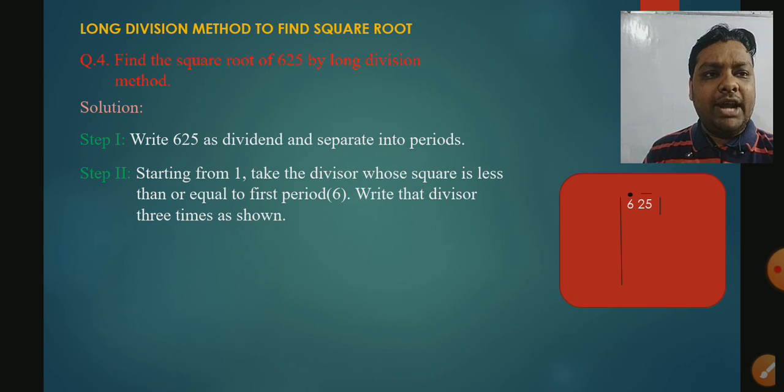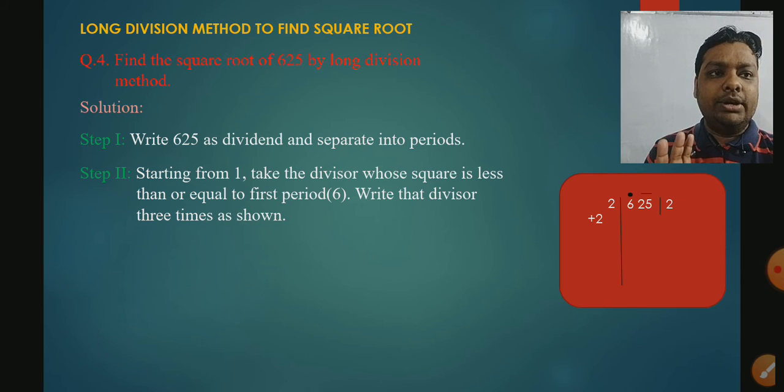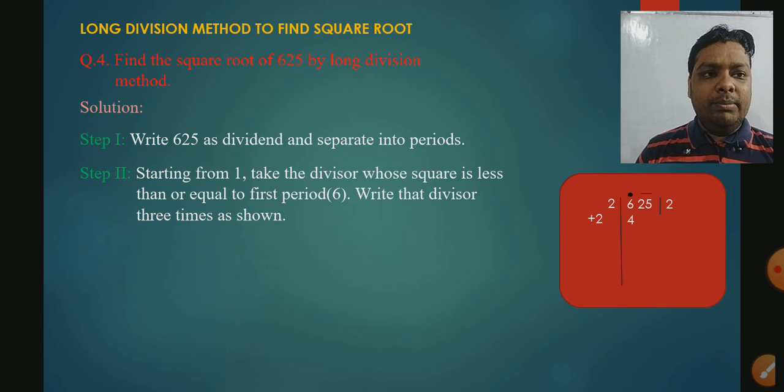So at first we will write 2 in the divisor here, and again one more 2 like this, and one more 2 here as a quotient. The same number we will write 3 times, 2 on the divisor side and 2 on the quotient side, and we will add both divisor sides here. 2 plus 2 is 4, then we will multiply 2 into 2, which is 4. It means we will write 4 just below the first period.